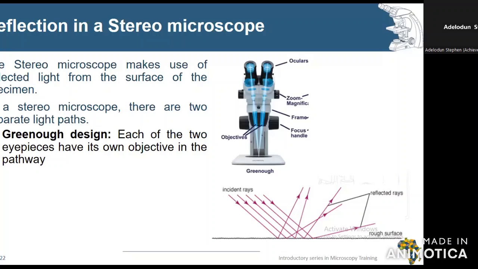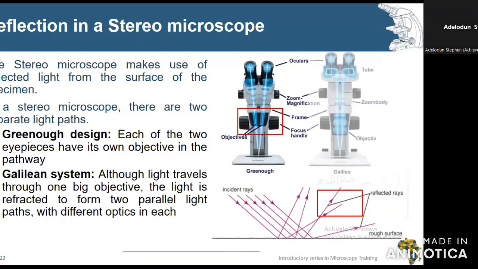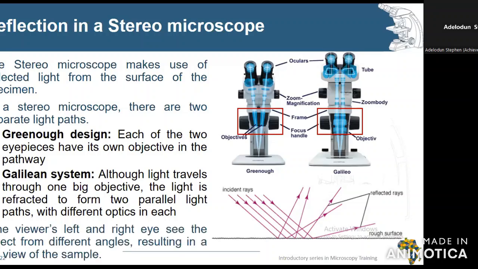In stereomicroscopes, there are two separate light paths, and one is what is known as the Greenough design. In this, each of the two eyepieces has its own objective in the pathway. Then the second one is the Galilean system, and this allows light to travel through one big objective, and the light is refracted to form two parallel light paths with different optics in each.